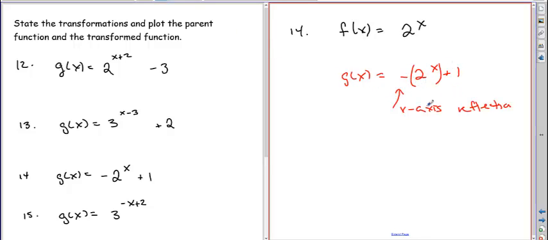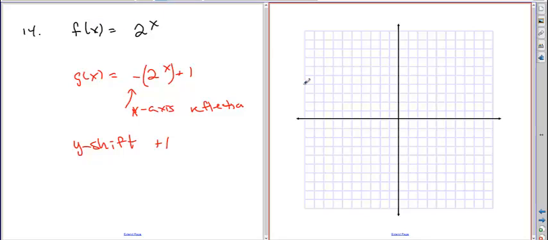And then we have a y shift of plus 1. There's no x shift because we just have 2 to the x. But we do have an x-axis reflection. Okay, so we've got those two. Let's reflect those in the plot. We'll plot the parent function: 2 to the 0 is 1, 2 to the first power is 2, 2 to the second power is 4, 2 to the third power is 8. And then we go 1/2, 1/4, and 1/8. So that's our parent function.